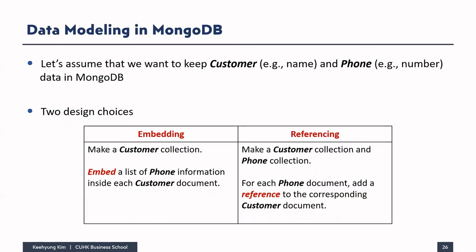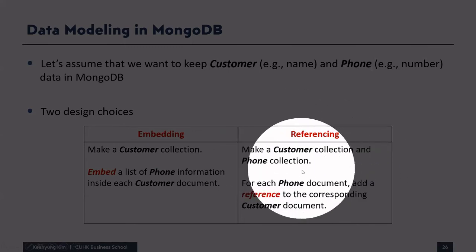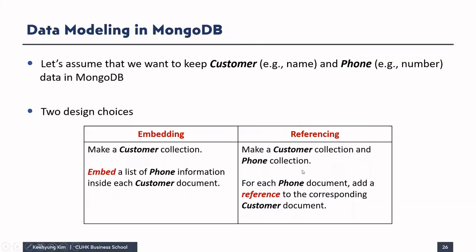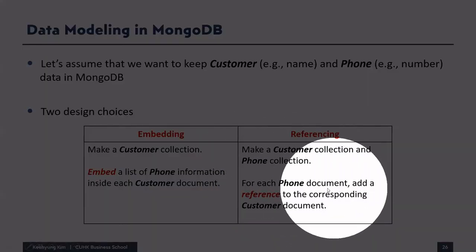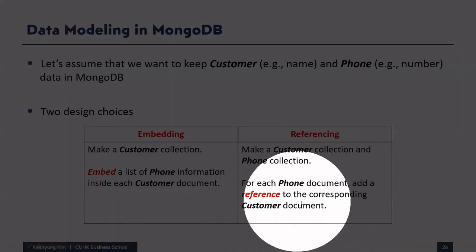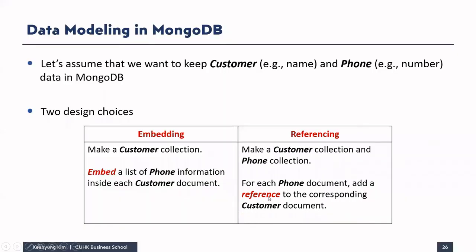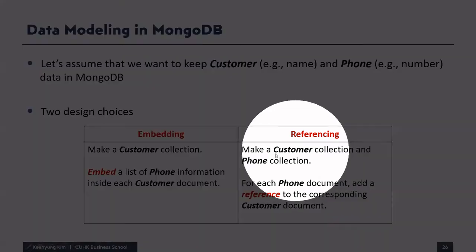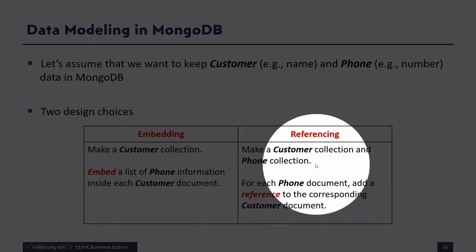Another design choice is referencing. It's similar to the relational database. We make a customer collection and a phone number collection separately. In the customer collection, we only keep the customer information like a name. And in the phone number collection, for each phone document, we add the phone number information. We also add a reference to the corresponding customer document. A reference means a customer name or customer ID, something like that. This referencing approach is very similar to what we do in the relational database.